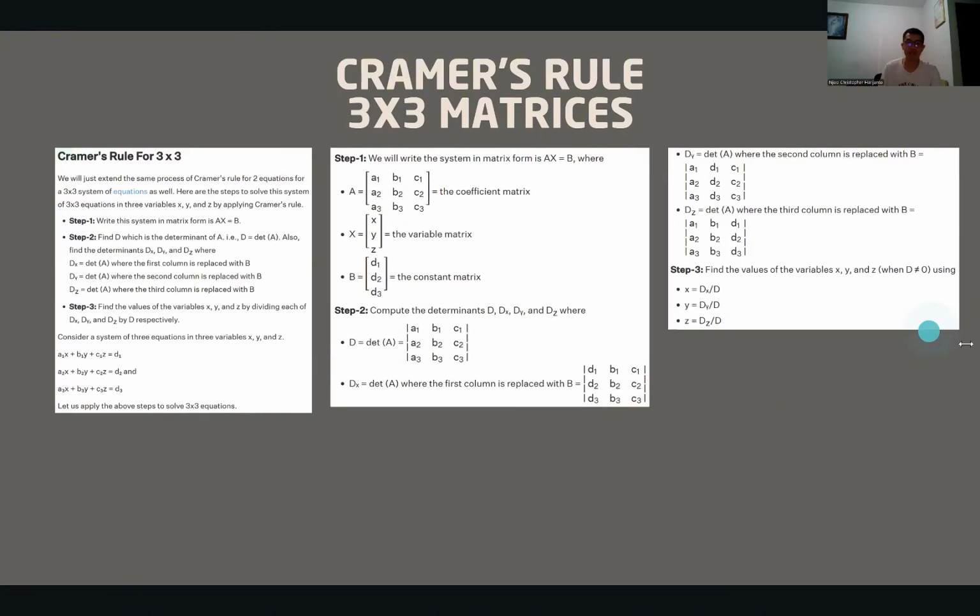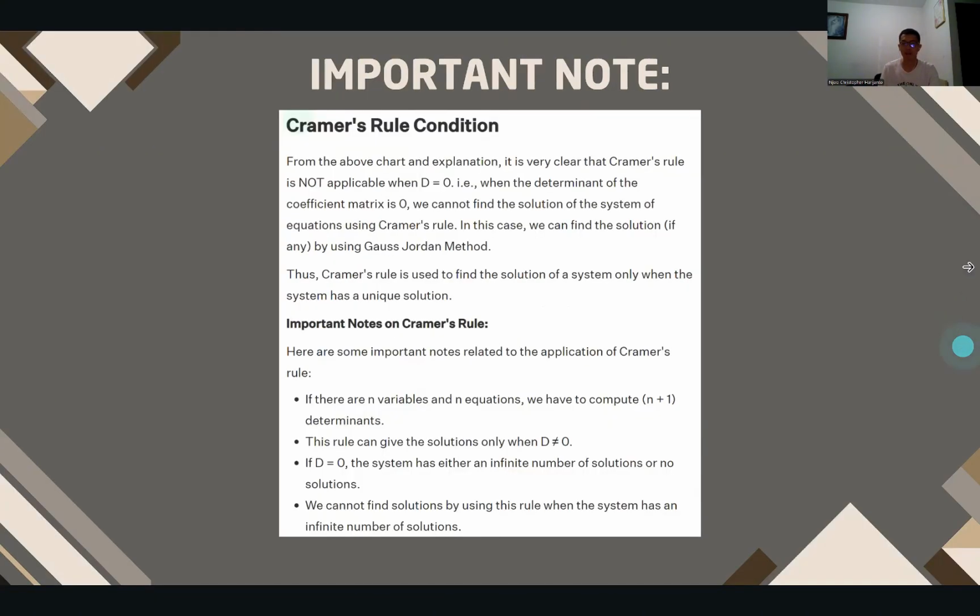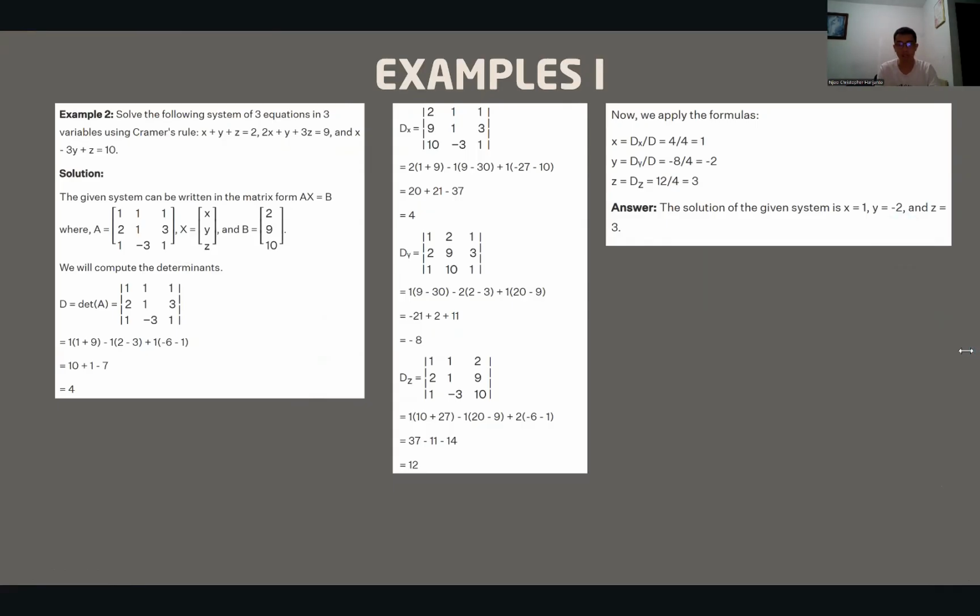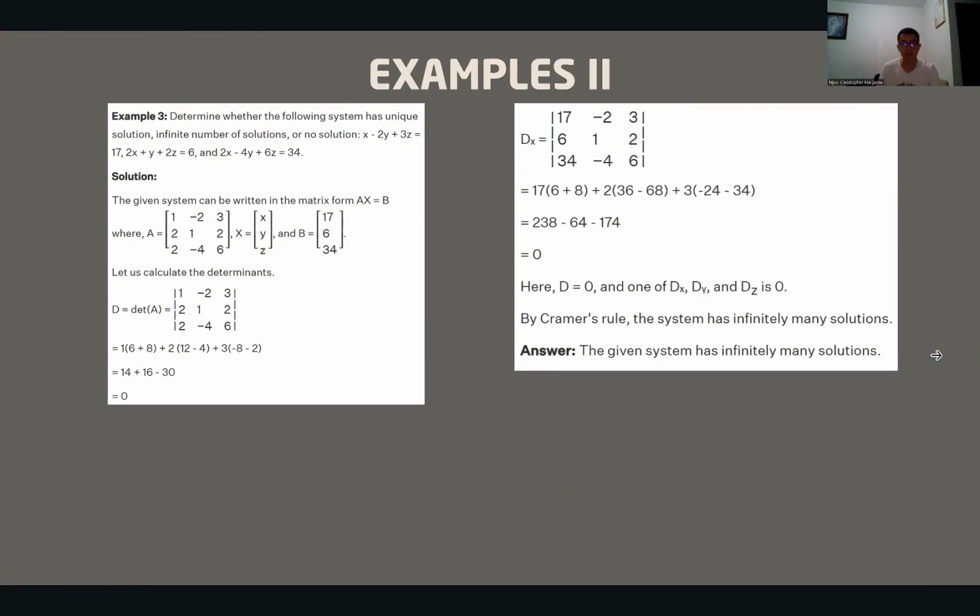Next, the 3x3 matrix, likewise, but determining the values of x, y, and z as well. And important notes on Cramer's rule conditions: in any case of finding a solution using the Gauss-Jordan method, where the determinant of the matrix is 0, you cannot find the solution. There is an important note in the description below. And here is example 1, and so that's example 2.